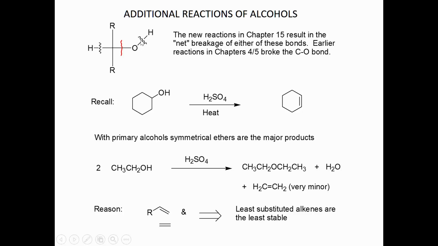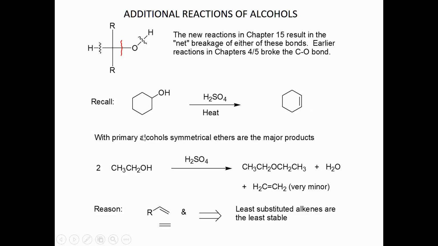Okay? All right, so the first one we're going to look at is kind of a blend of the reactions we've had before and some new ones. So recall, back when we looked at how to make alkenes, one of the favorite ways to make them was to take an alcohol, treat it with sulfuric acid and heat, and just dehydrate it. And that's a very good, very general reaction with one exception.